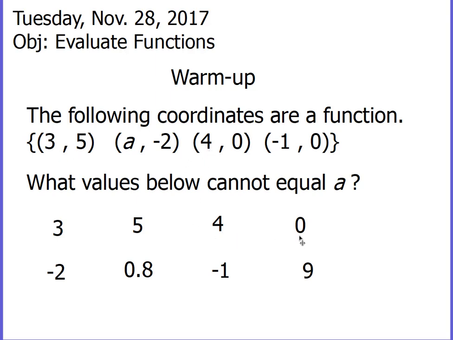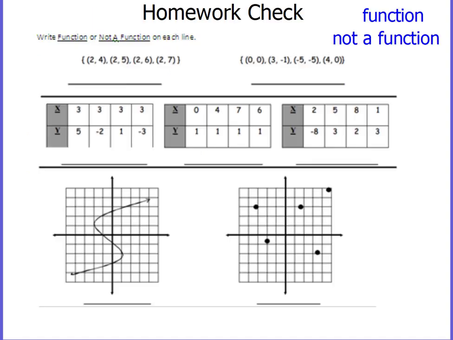It can be a 0. It can be a -2. It can be a 0.8. It can't be a -1 because this x value is -1. And it can be a 9. Okay, so that's how we determine a function if we're given a series of coordinates.